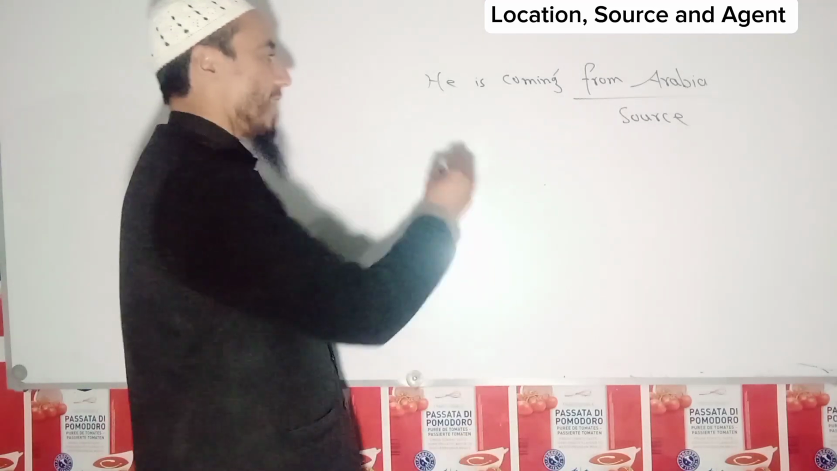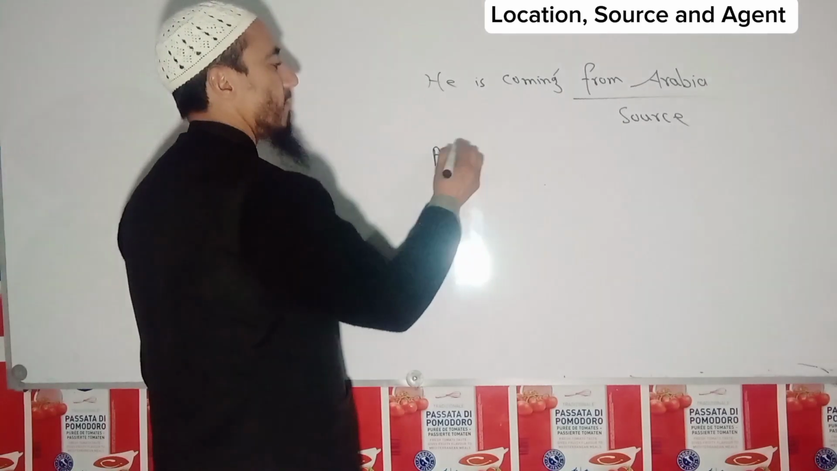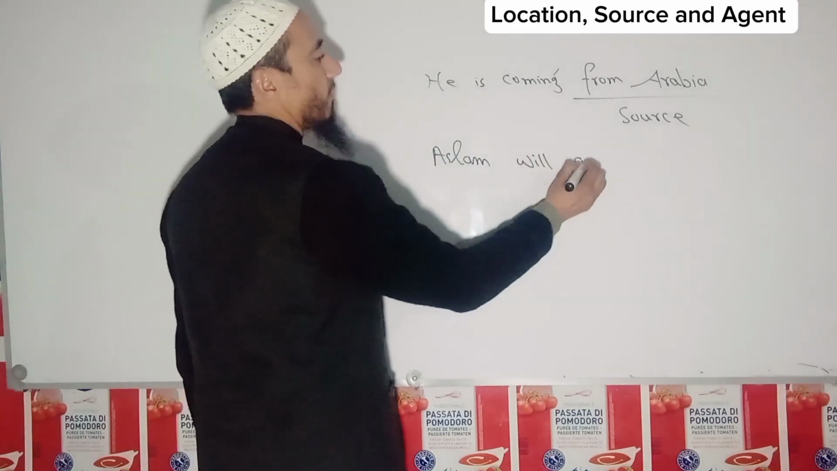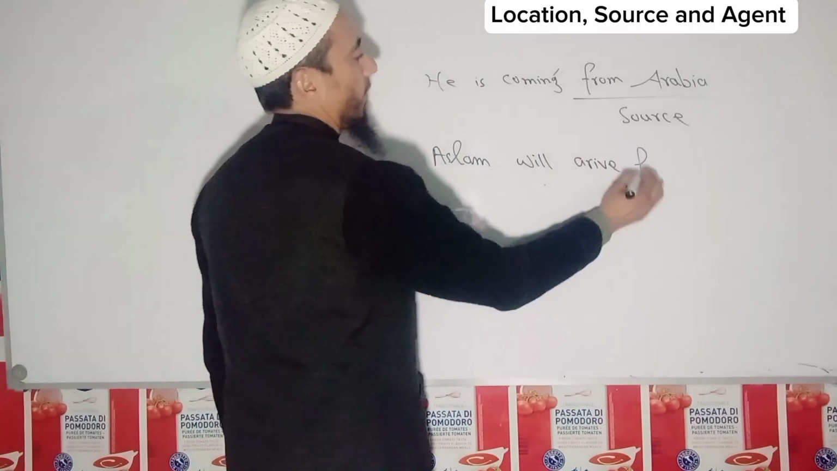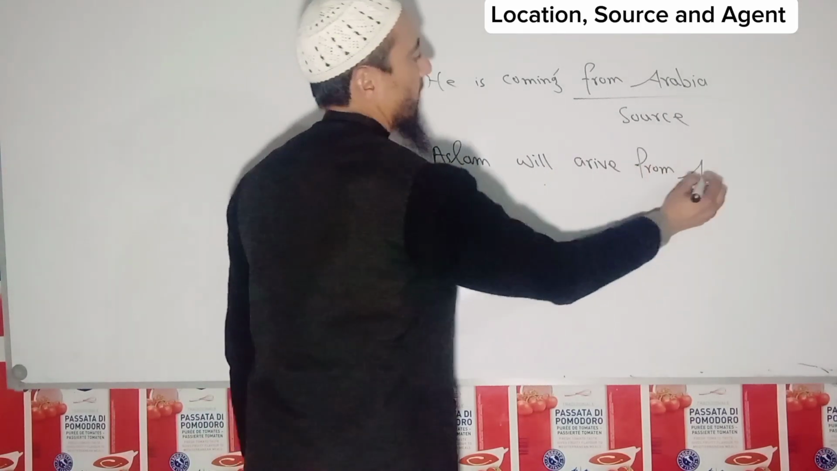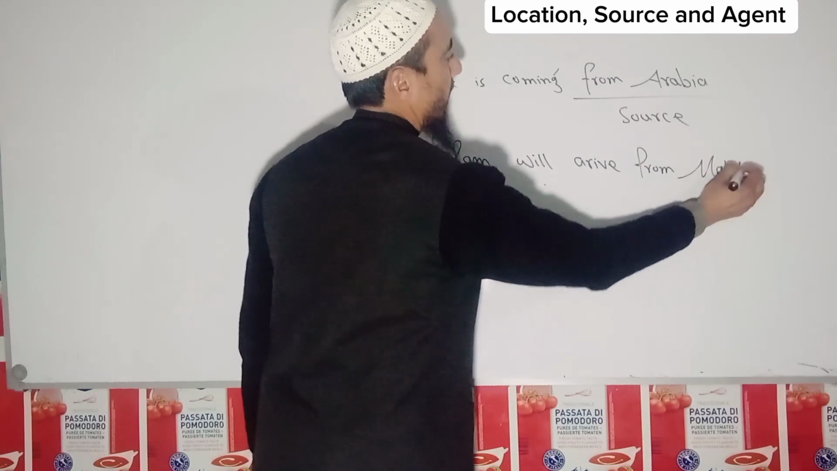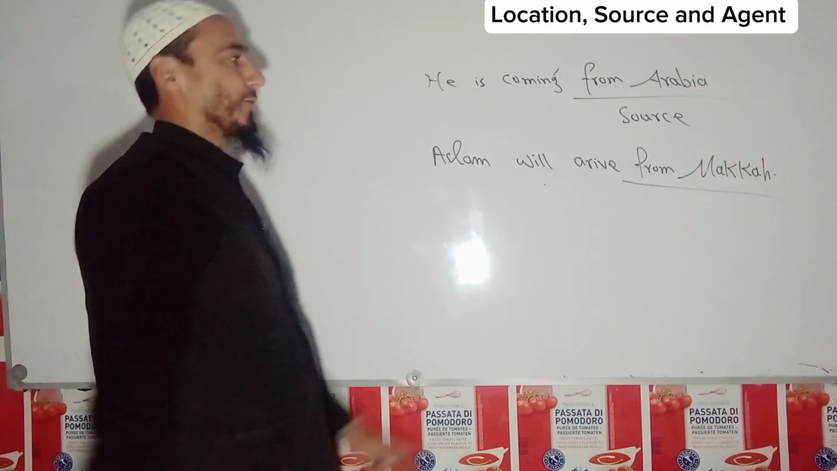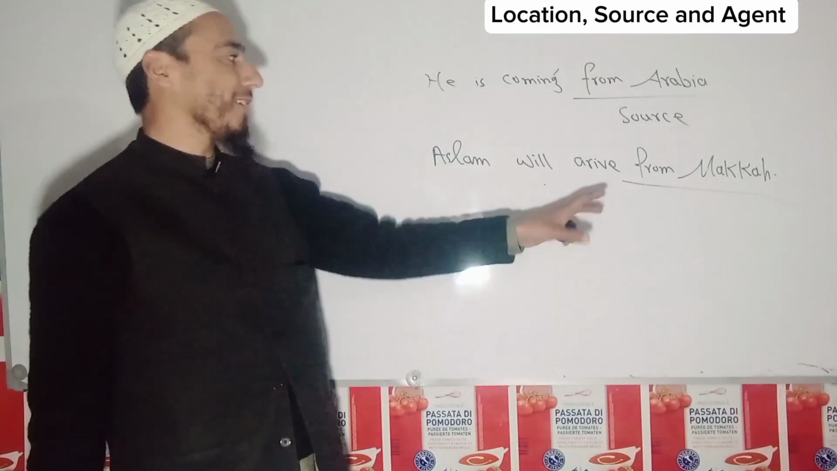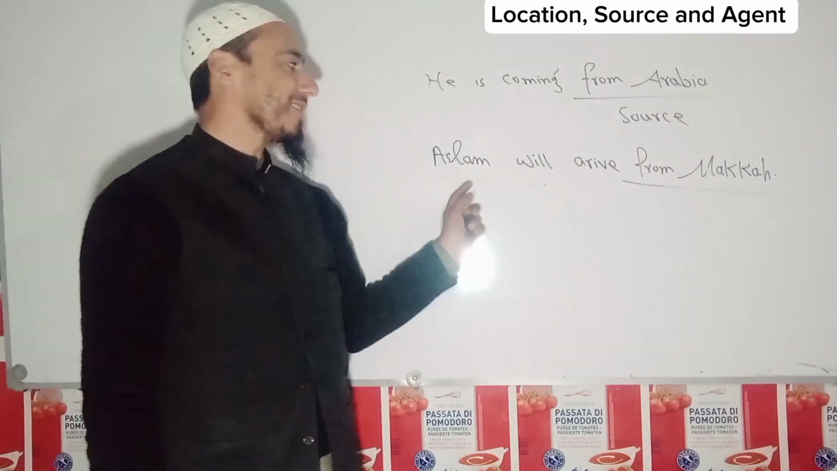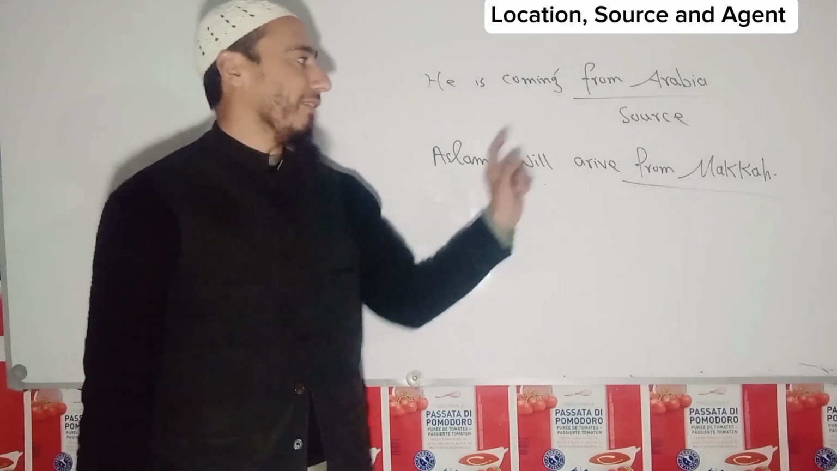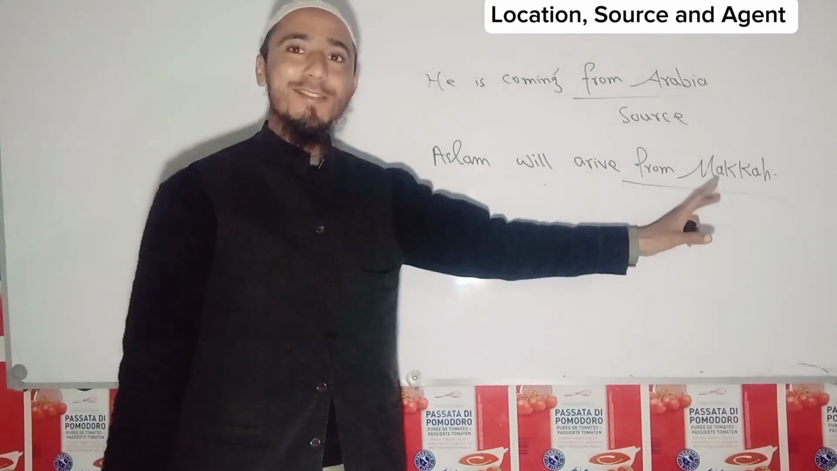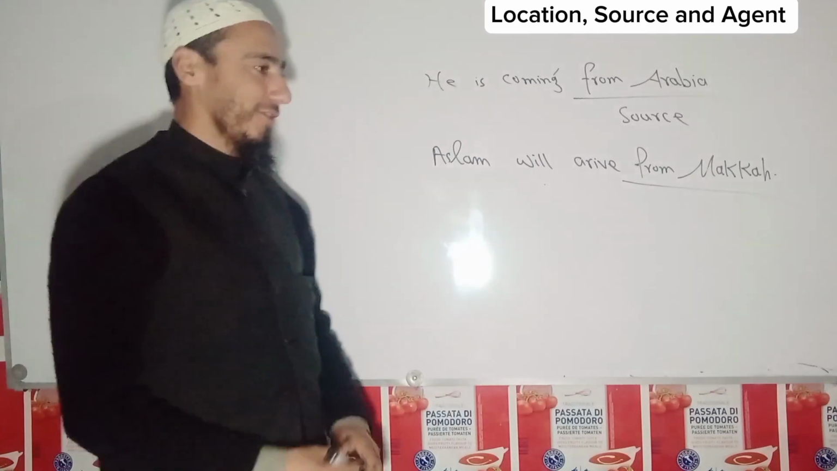Or if you say Aslam will arrive from Makkah. Aslam will arrive from Makkah. So here the source is Makkah because Aslam will arrive from Makkah. So this entity will move from Makkah. So Makkah is source.